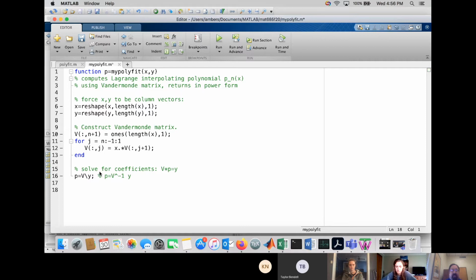But I'm not done yet. I'm almost done. P is a column vector. I need P to be a row vector because MATLAB works with polynomials as row vectors of coefficients. So I'll just reshape it again to have one row and the appropriate number of columns. So this does the same thing as polyfit. The only difference is it doesn't allow you to specify a degree. The degree is going to be n, no matter what.